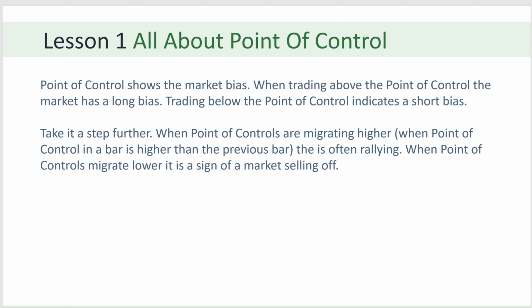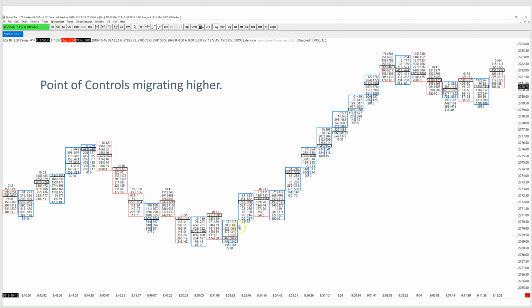And if you look at a footprint chart, you can see our point of controls migrating higher. We come into this low, start to rally, just go sideways, then we see a higher point of control, higher point of control, higher point of control than the previous ones. Now, what's also important to note is where the market is pulling back to. You notice you've got the point of control right in here.